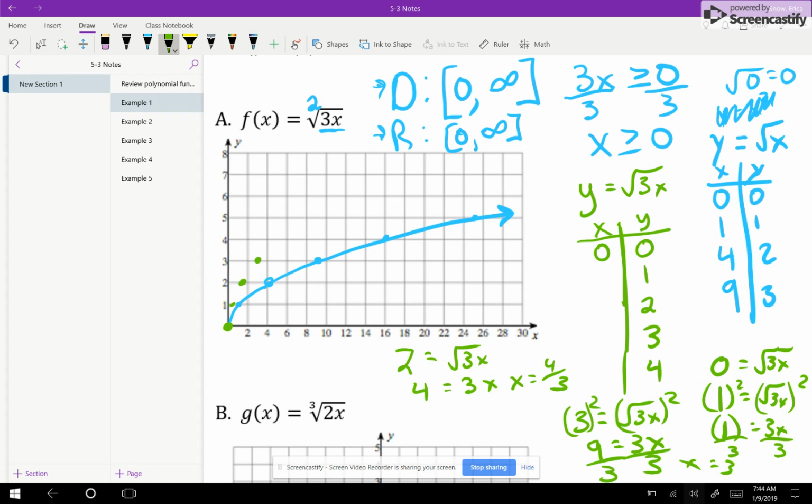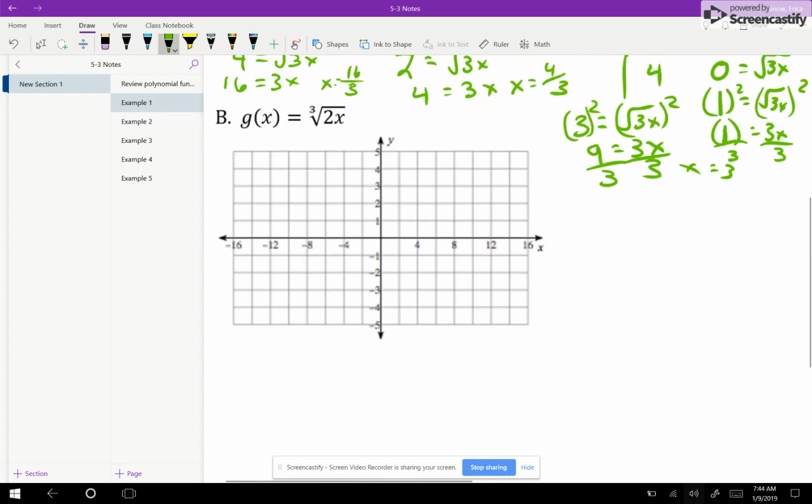And then I plug in 4. I think I can write it over here. Nope, let me write it over there. So 4 equals square root 3x. 16 equals 3x. And x equals 16 over 3, which is about 5 1/3 if we put that in the calculator. So at 4, we put 5 1/3. And so then from there, you can just draw your graph. Okay?